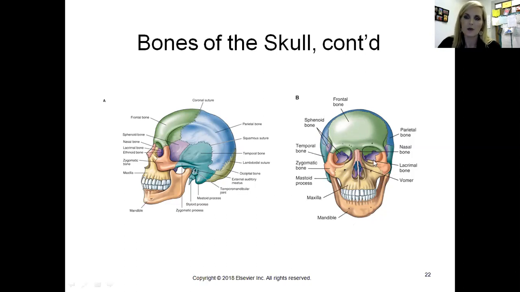Number 5 is pointing to what we commonly know as our cheekbones, but these are called the zygomatic bones on either side, that kind of peach color on your diagram there. And then lastly, number 6 on your facial diagram is pointing to this thin little bone on the inside of our nose that's called the vomer.